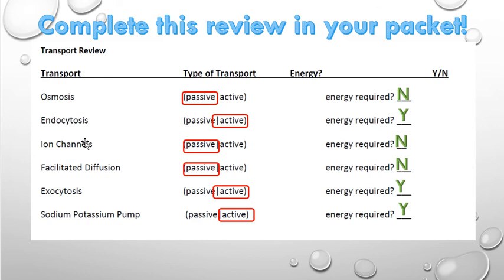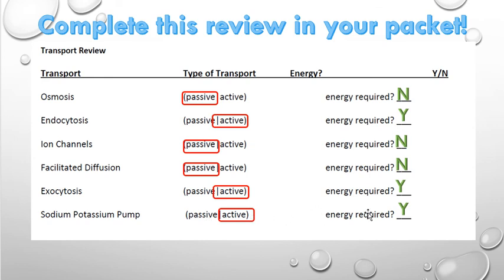Ion channels. We talked about this with facilitated diffusion. An example is an ion channel. So this is passive. Facilitated diffusion is passive, no energy needed. Exocytosis is our other vesicle transport. Whenever you're moving big things into the cell or out of the cell, it requires energy. So it is active transport. And then our sodium-potassium pump is our other type of active transport, moving sodium and potassium and making sure that difference in concentration is kept intact.